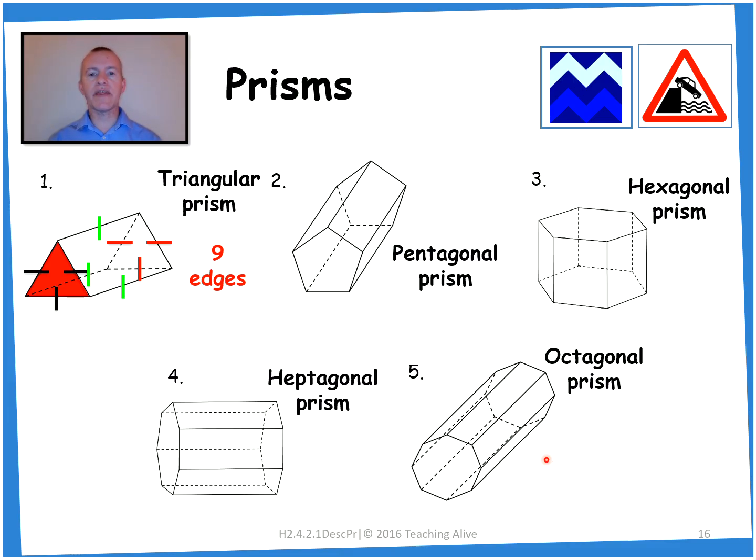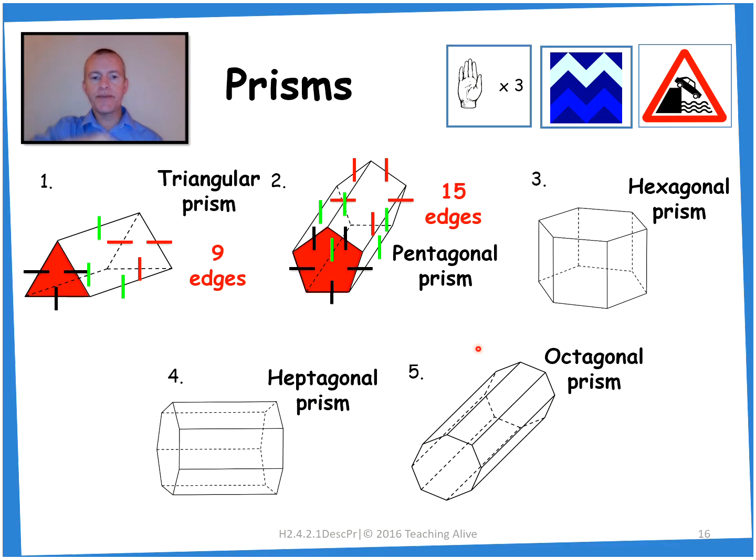This is the same for the other prisms. If we look at the pentagonal prism with 5 edges on the front face, this is the same as the front face shape sides, because the front face shape is a pentagon with 5 sides, and we have 5 edges. Then we have another 5 in the middle and 5 on the back, giving 3 lots of 5, which is 15. So we have 15 edges altogether. So we have the pattern of our front face shape sides multiplied by 3. Let's use our pattern to help us.